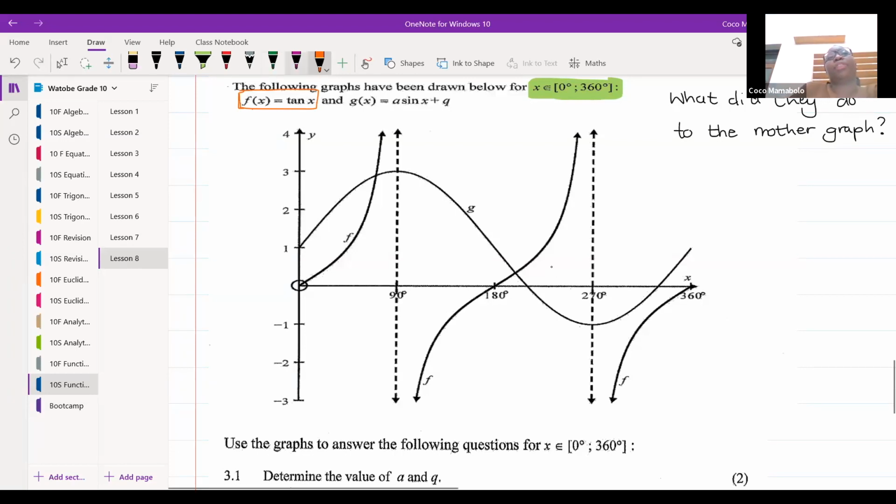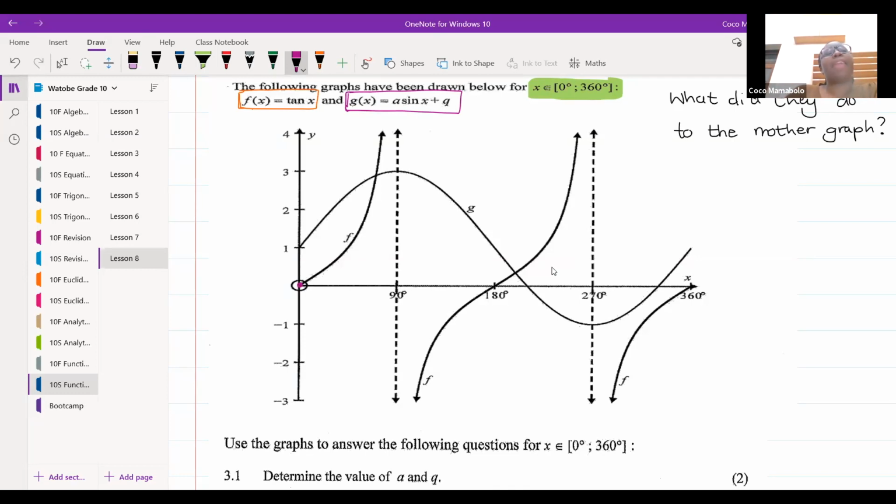We now have to figure out what they have done to our g of x, our sine graph. Now, let's start with the basic questions. Where does the mother graph of sine start? Good, it starts at 0. Okay, cool. It starts at 0.